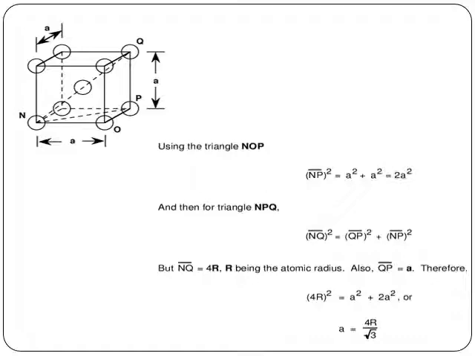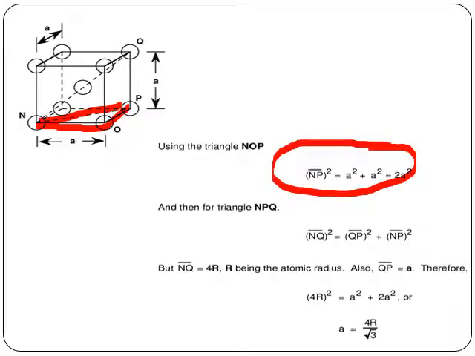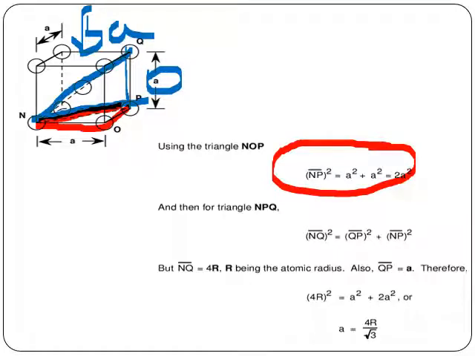Just to make a little more clarification, I have taken that cube here. Whatever we said, this is a, this is a, and we have calculated this one as root 2a. Then we moved on to this diagonal, and again we consider this root 2a, and this is a, and what we got is root 3a. That root 3a is nothing but 4r. So we get a equal to 4r divided by root 3.